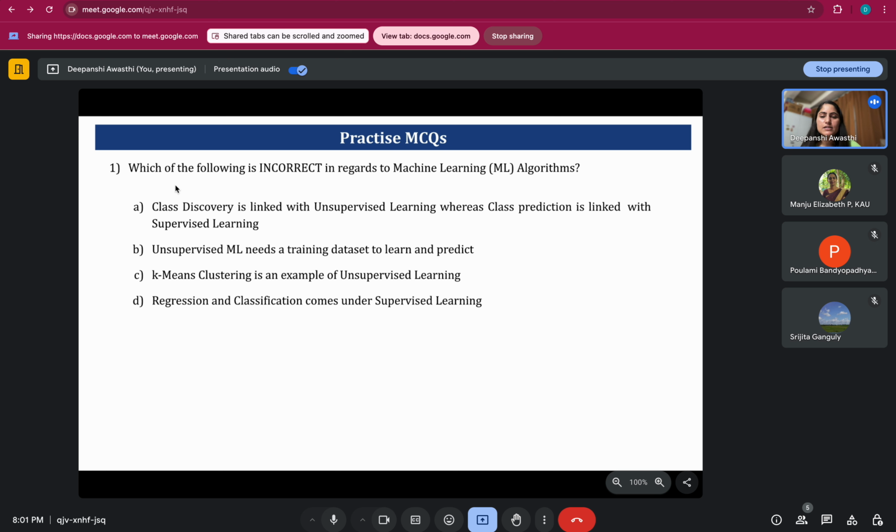So first question is, which of the following is incorrect in regards to machine learning algorithm? Option A is class discovery is linked with unsupervised learning, whereas class prediction is linked with supervised learning. Option B is unsupervised machine learning needs a training dataset to learn and predict. Option C is k-means clustering is an example of unsupervised learning. Option D is regression and classification comes under supervised learning. So what do you think, which among these options is incorrect?